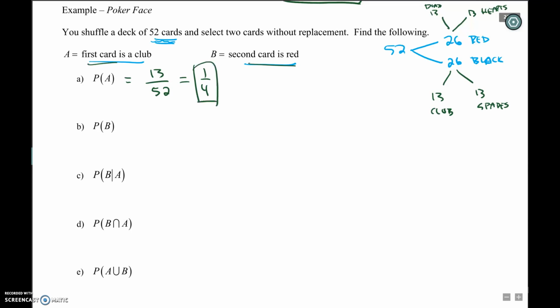Probability the second card is red. Again, this is the one that confuses kids. I like to discuss it in class. What's the probability the second card is red? Well, it doesn't matter what the first card is, right?